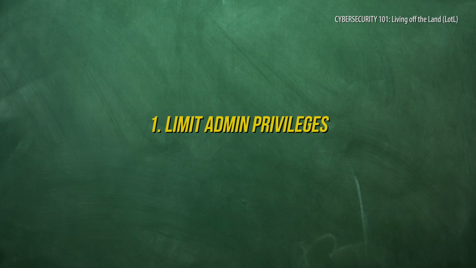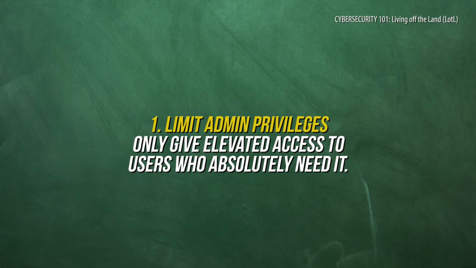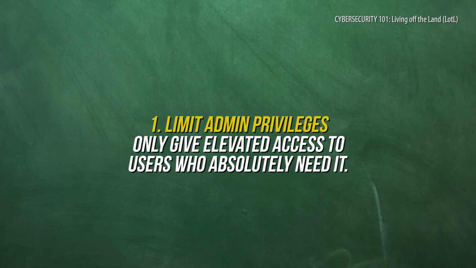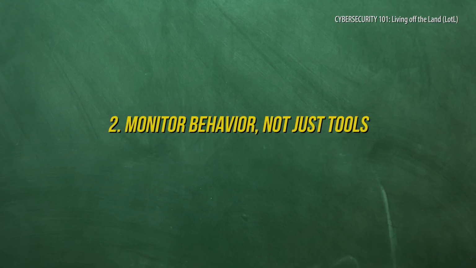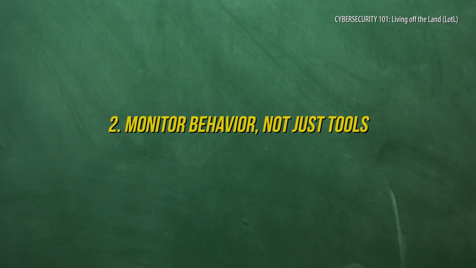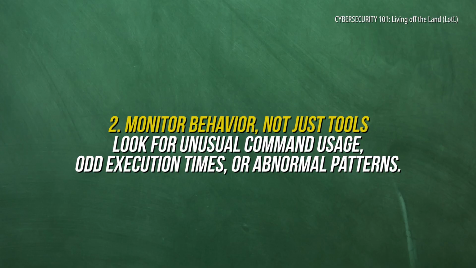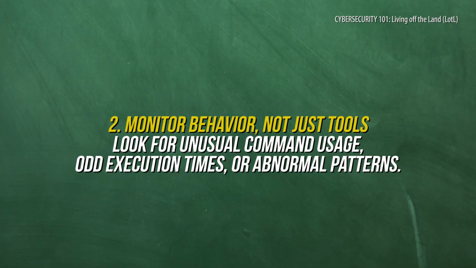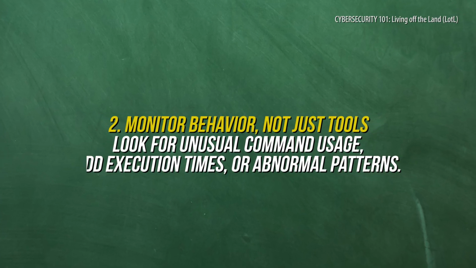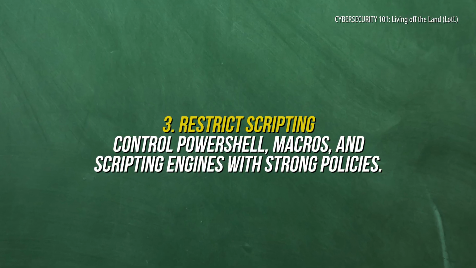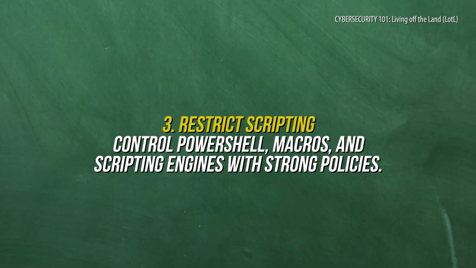Here's the good news. Small controls make a big difference. Number 1, limit admin privileges. Only give elevated access to users who absolutely need it. Number 2, monitor behavior, not just tools. Look for unusual command usage, odd execution times, or abnormal patterns. Number 3, restrict scripting. Control PowerShell, macros, and scripting engines with strong policies.